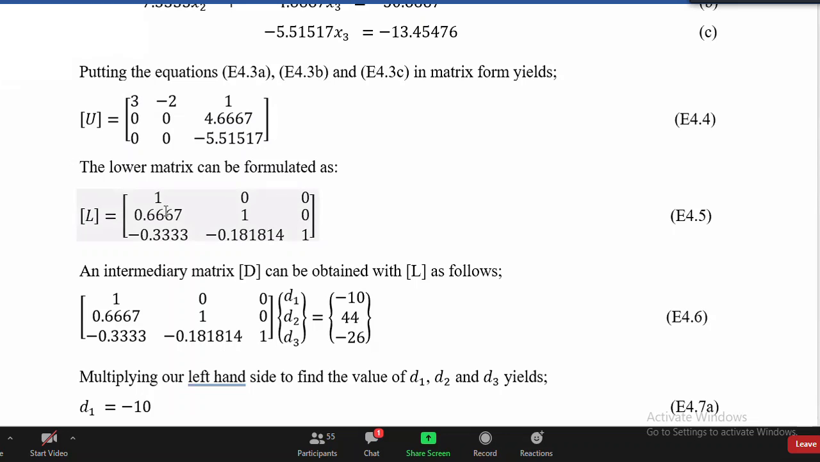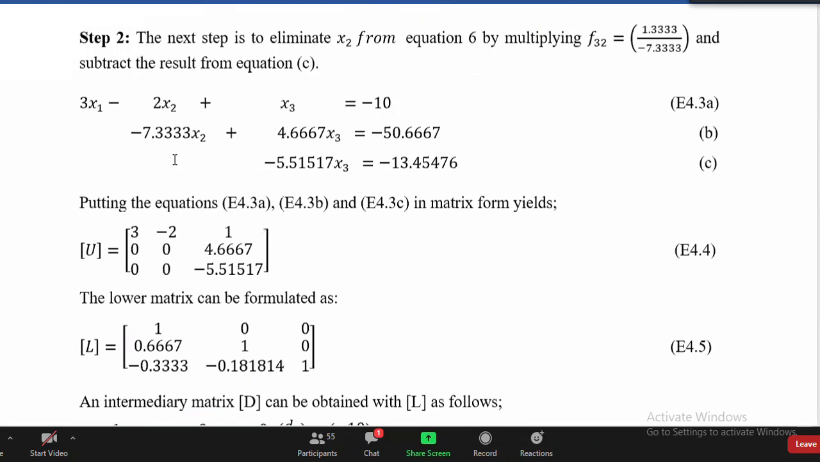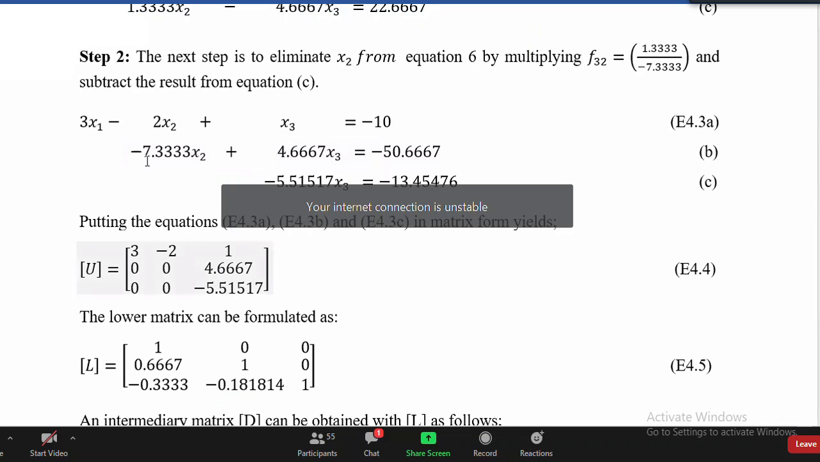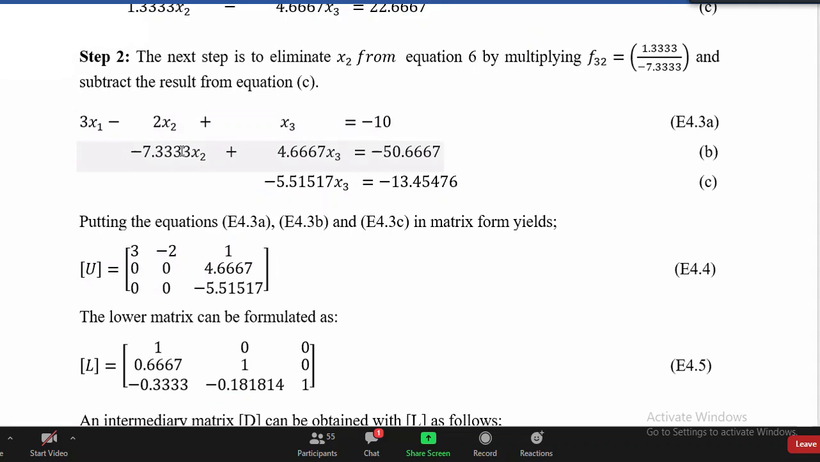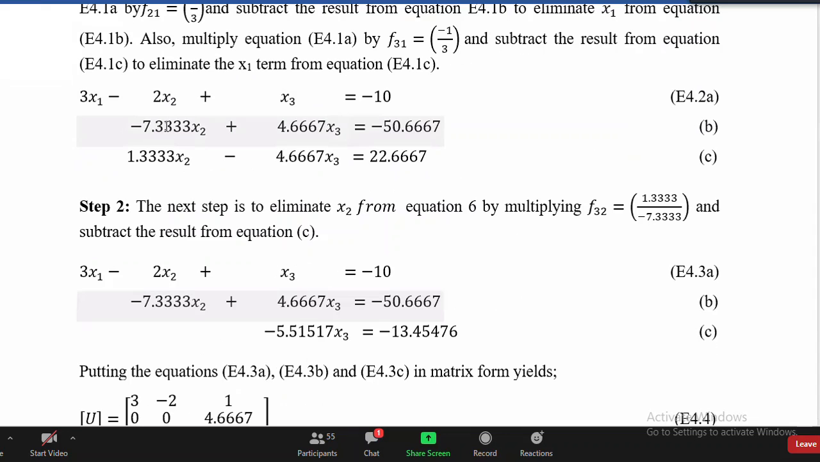And then F23 is here, 0. That is 2 over 3, 0.6666667. F31, and then here we corrected, it's supposed to be minus 7.333. See, it's minus 7.333. So F32, you see what it is, 1.333 over minus 7.